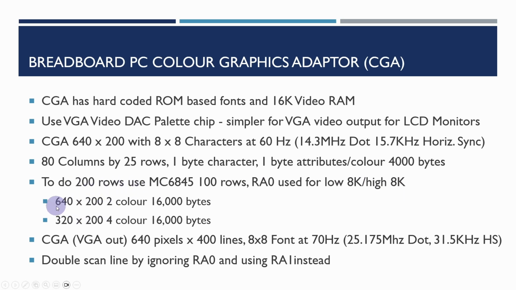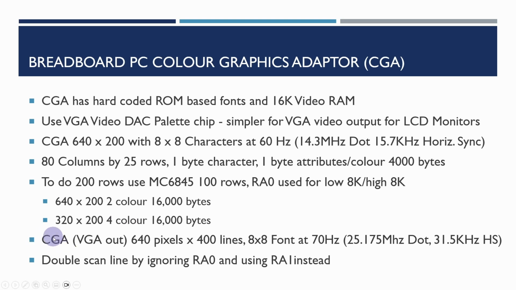So we're going to be doing 640 pixels across the screen by 200 lines in 2 colors, so that will use 16,000 bytes. And then there's a 4 color mode that uses 320 pixels across by 200 lines with 2 bits per pixel. That gives us 4 colors. We're producing CGA output, but it's actually VGA compatible.